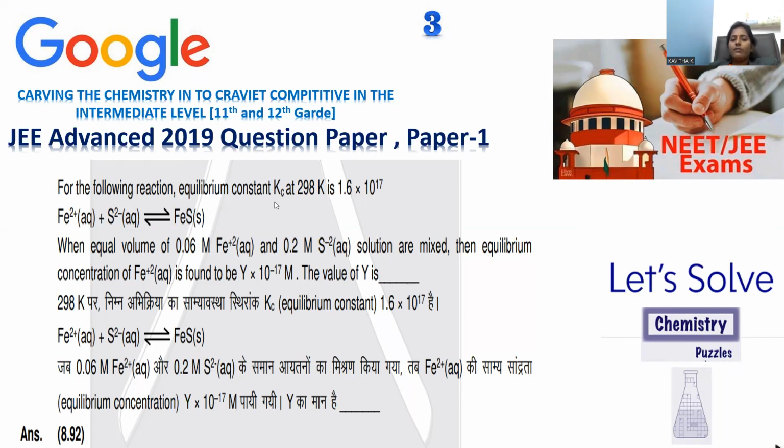For the following reaction, equilibrium constant Kc at 298 Kelvin is 1.6 into 10 to the power 17. Fe2+ aqueous plus S2- aqueous gives rise to FeS solid. Okay, Fe2+ ferrous ion aquated, sulfide ion aquated gives ferrous sulfide solid compound, generated when equal volumes of 0.06 molar Fe2+ and 0.2 molar S2- solutions are mixed. Then the equilibrium concentration of ferrous is found to be Y into 10 to the power negative 17 molar. The value of Y is to be anticipated.